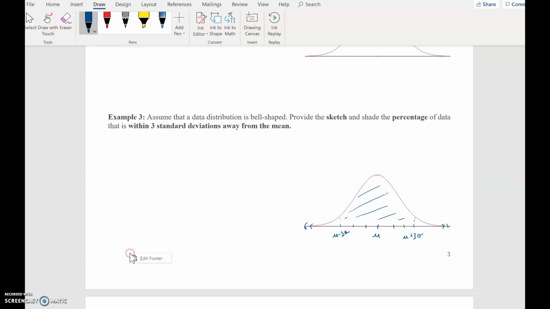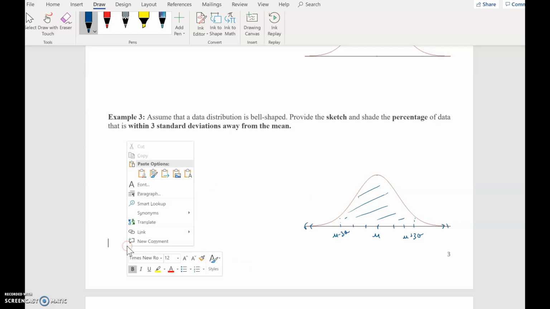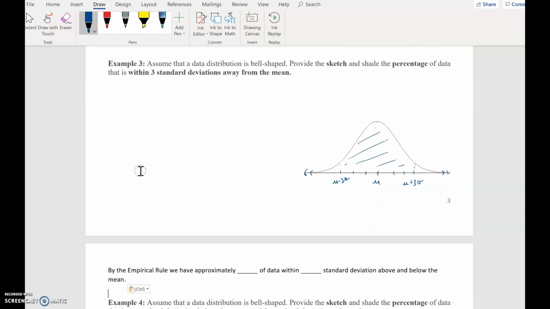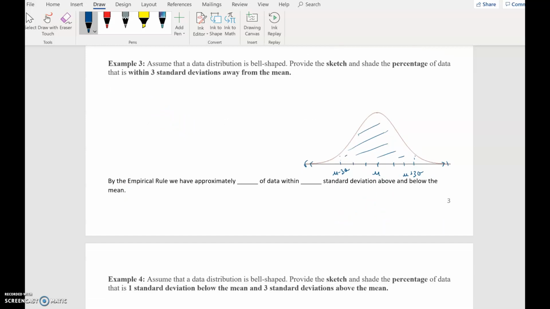We're going to need a sentence, and the sentence is going to be identical to the previous one. The only portion that gets modified is the percentage. So technically by the empirical rule, and within 3, so within this portion and that portion, you're going to have the 99.7%. So you have approximately 99.7% of data within 3 standard deviations above and below the mean.